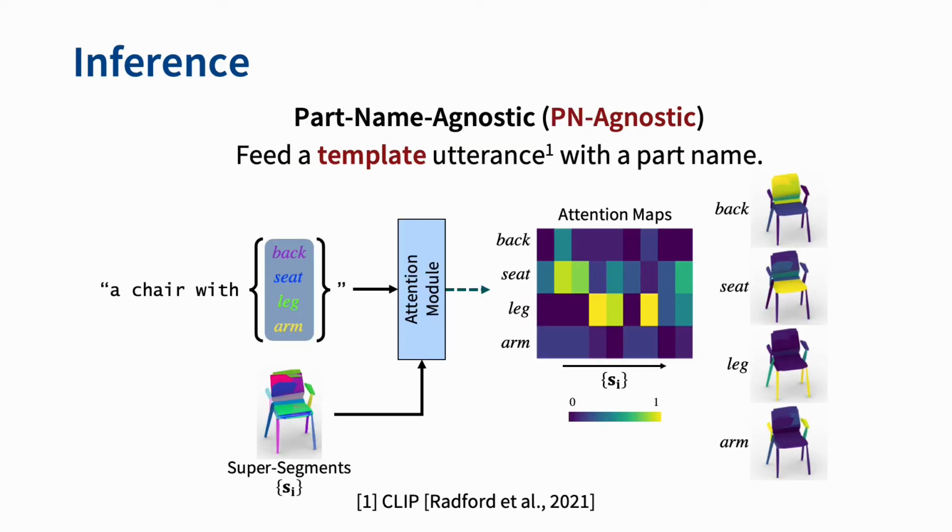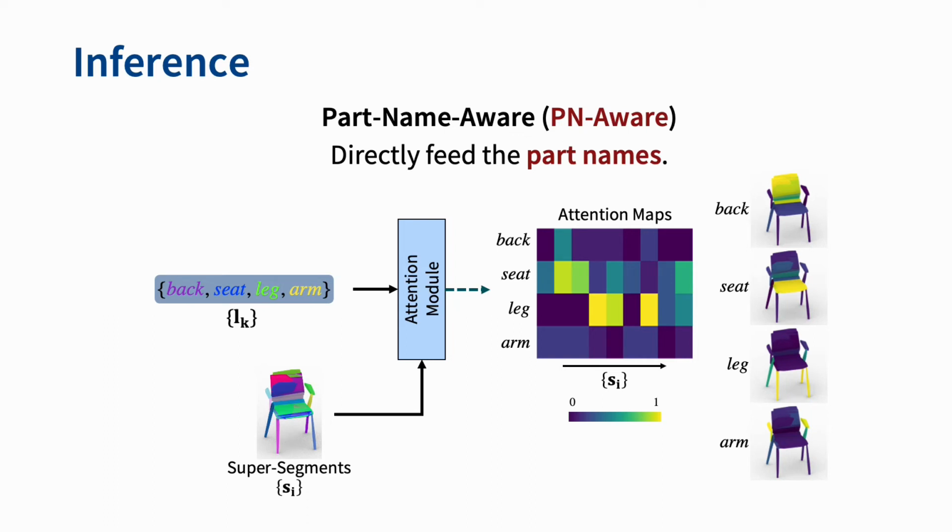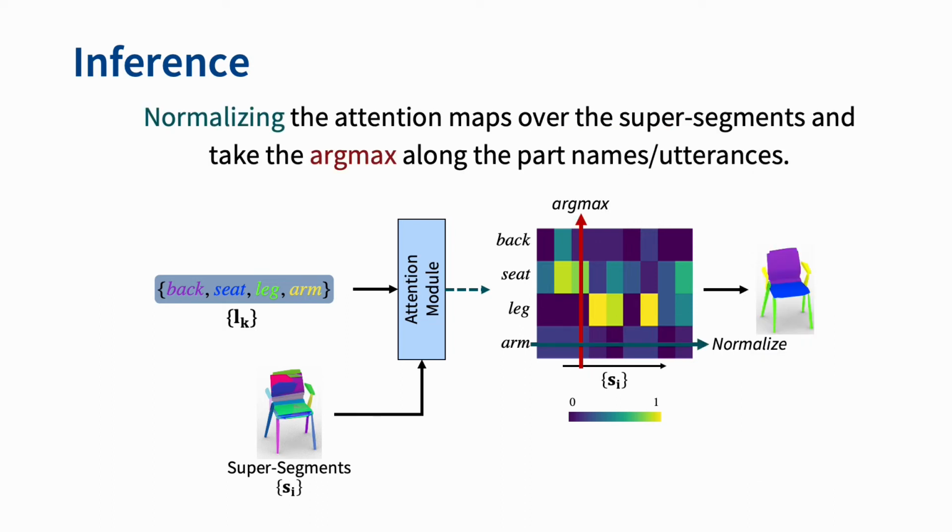At inference time, if PartGlot is trained without the part names, we use a template utterance with a part name to obtain the attention map of the part. In the part name aware learning case, we directly feed a part name instead of a template utterance with a 3D shape. The final part segments are obtained by normalizing the attention maps over the super segments and then taking the argmax of the attention maps along the part names or utterances.